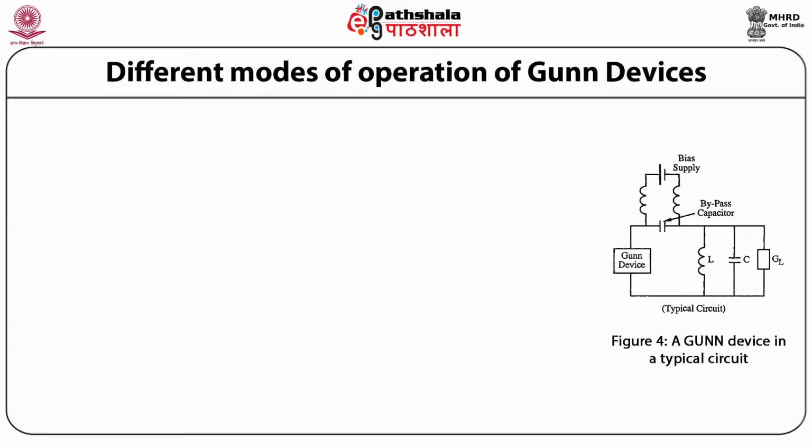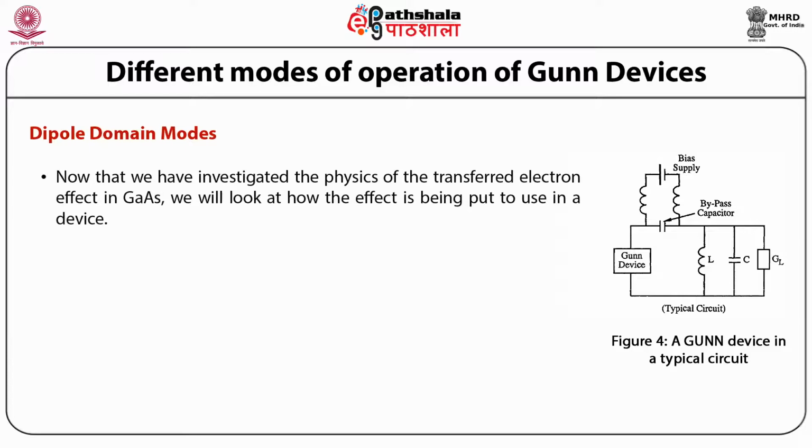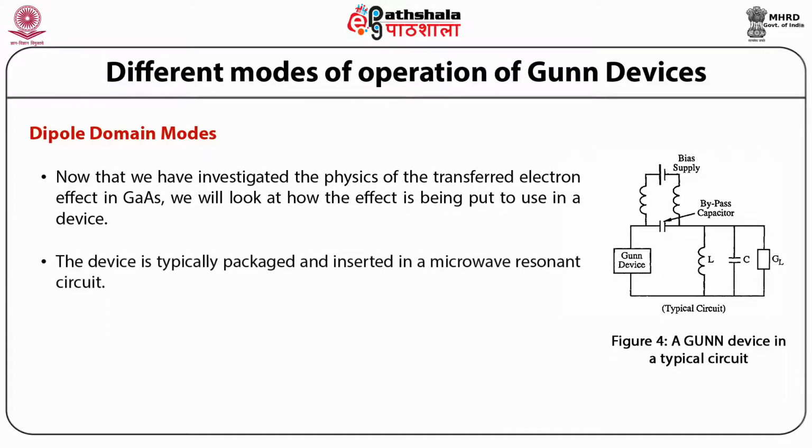Let us now discuss the dipole domain modes. Now that we have investigated the physics of the transferred electron effect in gallium arsenide, let us now look at how the effect is being put to use in a device. So the device is typically packaged and inserted in a microwave resonant circuit whose schematic is shown in this figure.